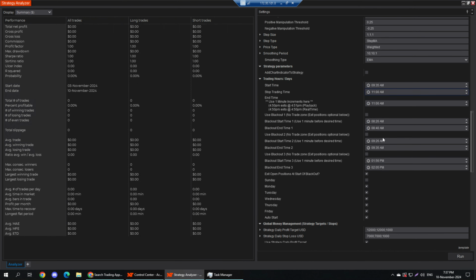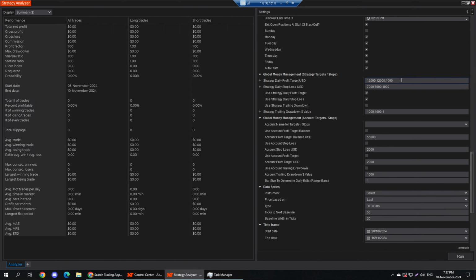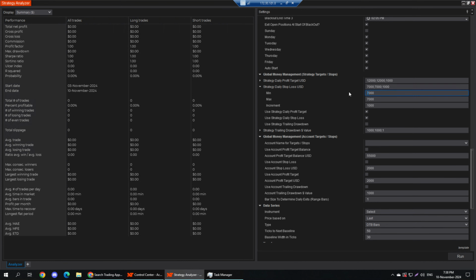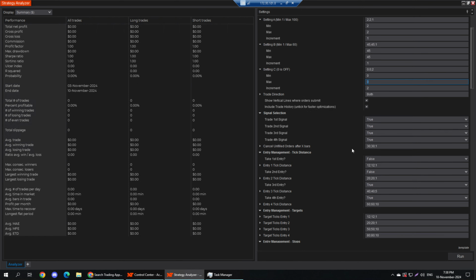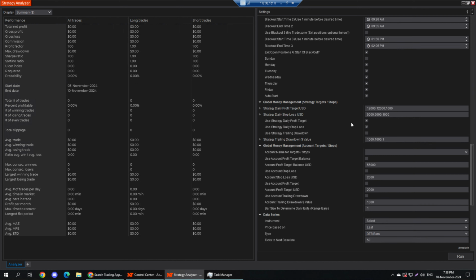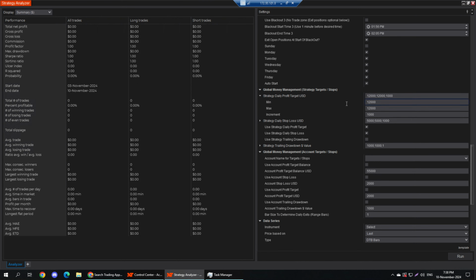So one of the first things you can do is load this up in your analyzer, and then review the settings. You might want to adjust the values. For example, you might say, you know what, I don't want the strategy to have a 7,000 daily stop. I'm only comfortable with a 5,000 stop. And because the strategy is targeting a smaller value, the target has to be a little bit lower, right? So let's go with 8,000 over here.